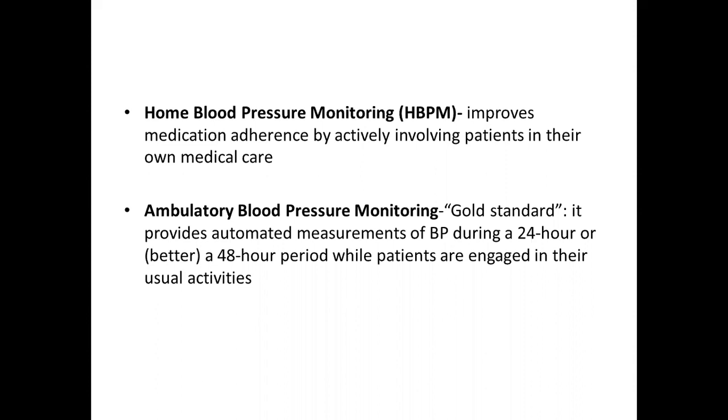Next method of measuring blood pressure is ambulatory blood pressure monitoring. You should know this term, ABPM. It is the gold standard for the diagnosis of hypertension because in this condition, you will attach some kind of device or BP cuff to a patient, and then the patient will do his regular activities throughout the 24 hours, and that device will record his beat-to-beat or minute-to-minute blood pressure throughout the 24 hours.